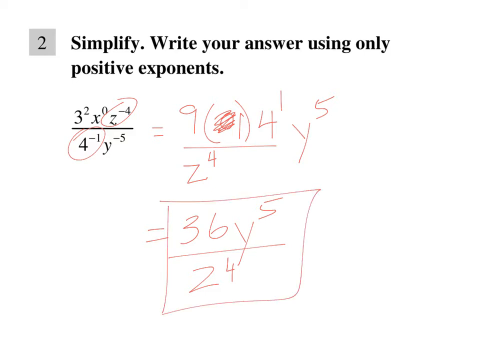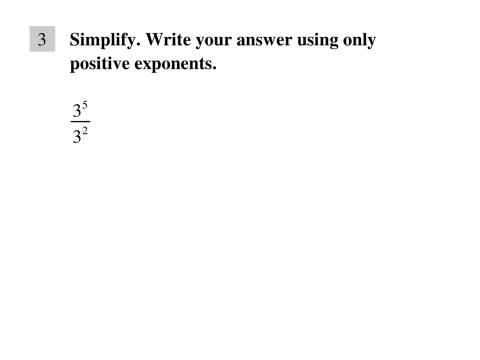Done with that. All right, number 3, simplify. Write your answer using only positive exponents. All right, so I'm dividing powers here. They have the same base. So I take the top power minus the bottom power. So 3 to the 3rd, and I can rewrite that as 27.